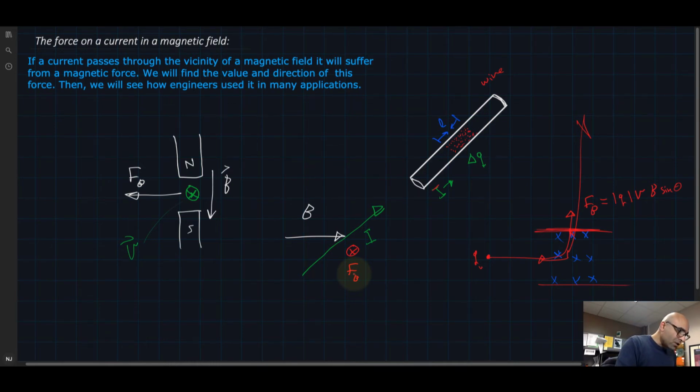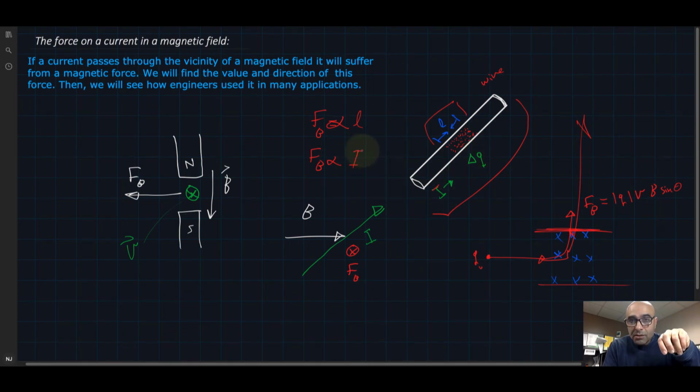All right. So, it was found out that this force here, so let's look at this current here. This magnetic field force on a wire carrying current is proportional to the length. So the longer the wire, the bigger the force. It was also found out that this force is also proportional to the current. Directly proportional to the current. The bigger the current, the bigger the force. And that makes sense.